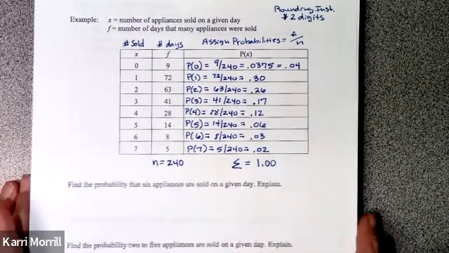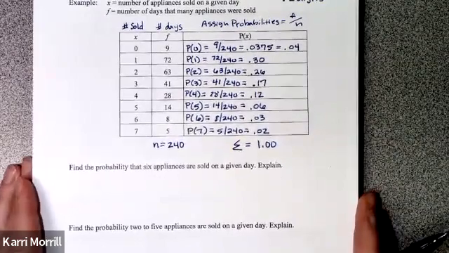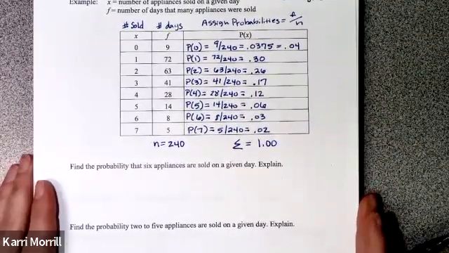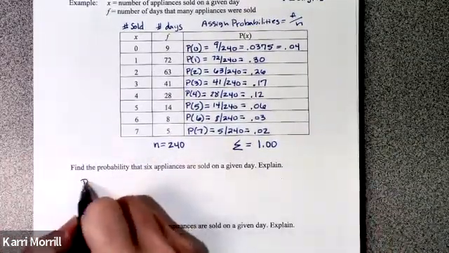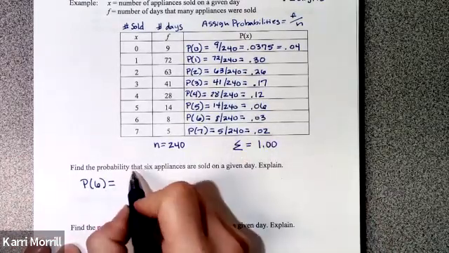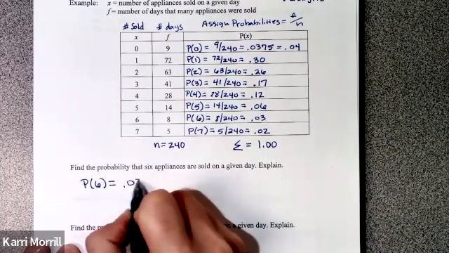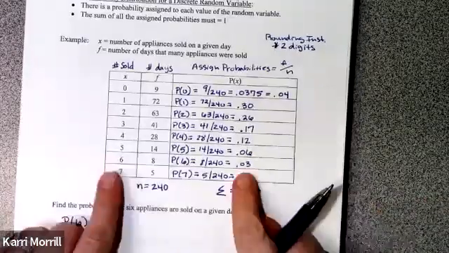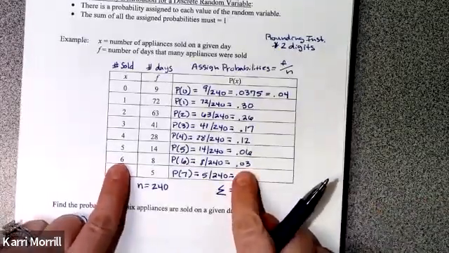Find the probability that 6 appliances are sold on a given day. So that's just looking at your chart. The probability of 6 was the 0.03 from our chart. So it's just regurgitating what we just found.